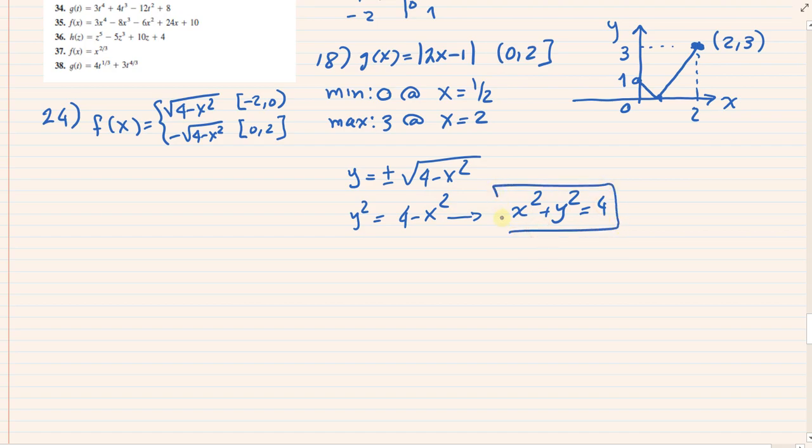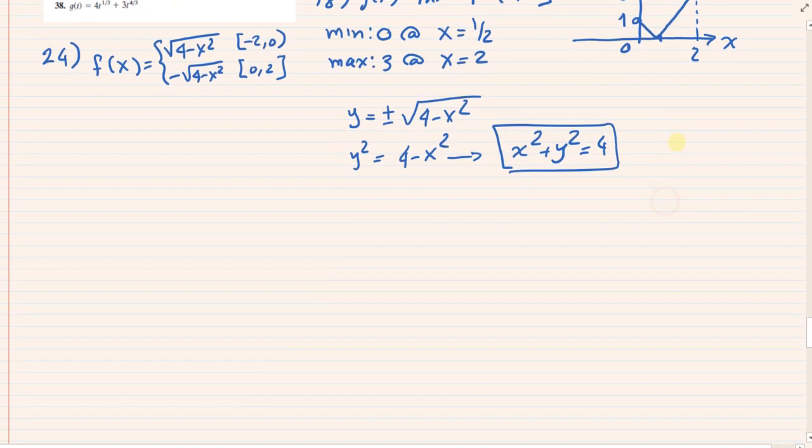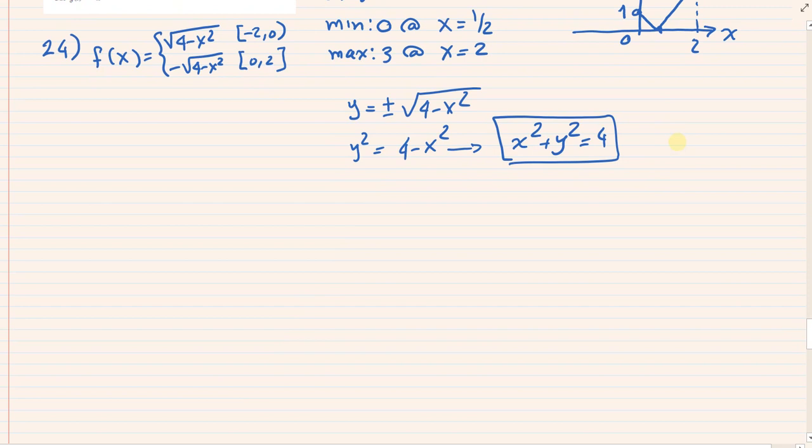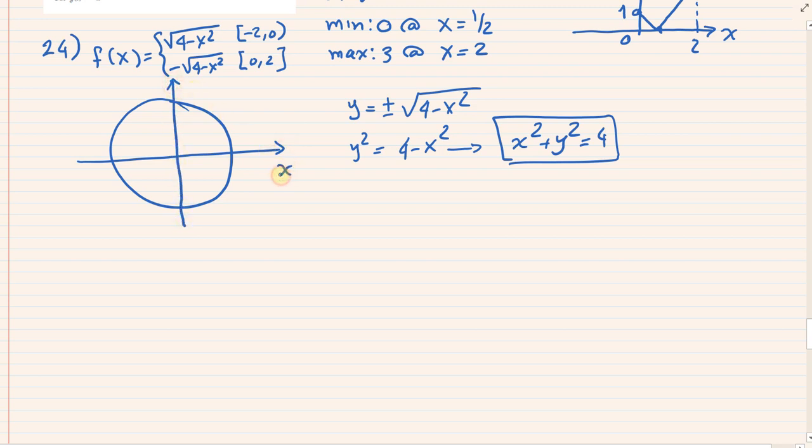So we recognize this equation, right? X squared plus y squared is equal to 4. Now x squared plus y squared equals 4, that's going to be the equation of a circle, right? And that's what I have, my circle here.